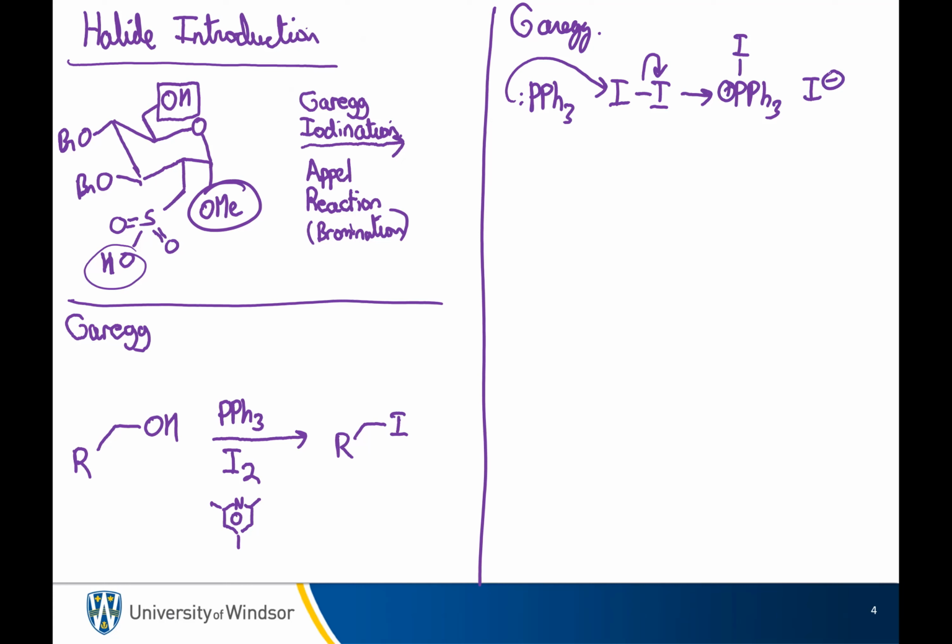Generating triphenylphosphine iodide and iodide. Why does this happen? Well, iodine is of course a completely non-polarized bond, but it's polarizable in that at any given moment, one of the iodines can be slightly more positive than the other one, and so the triphenylphosphine can attack that. And almost all heteroatom bonds, like bonds between atoms that are not carbons and hydrogens, are weak.